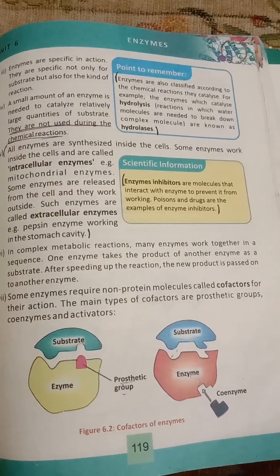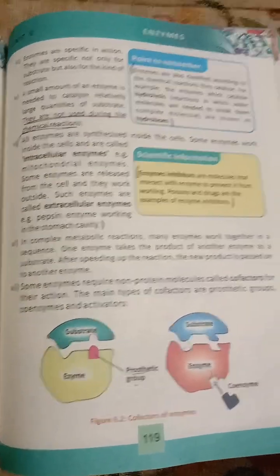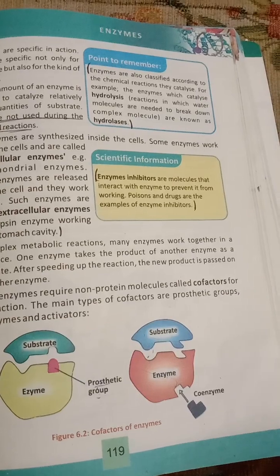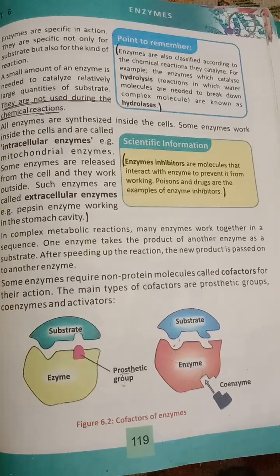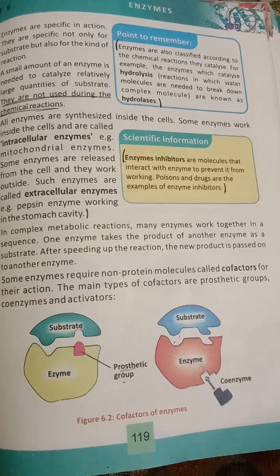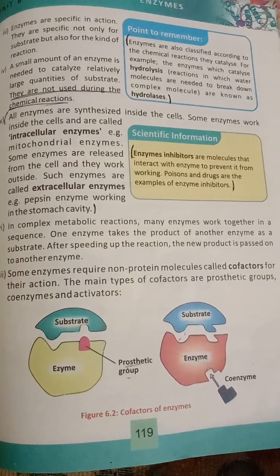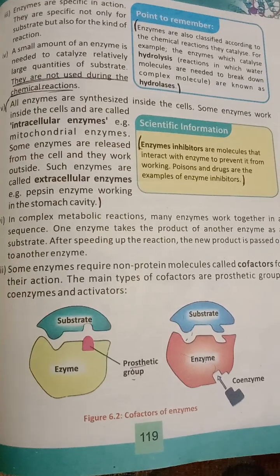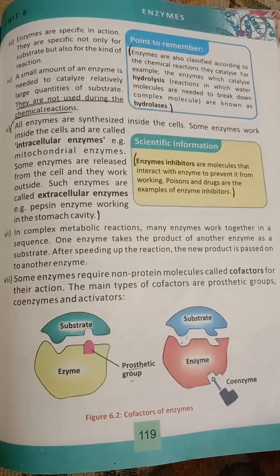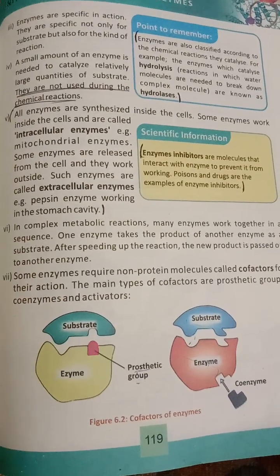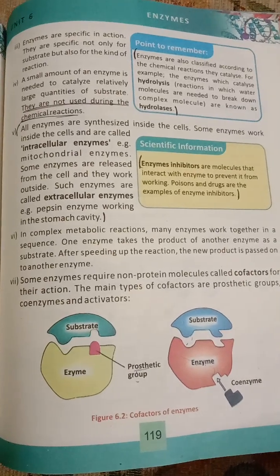So in these cases of complex metabolic reactions, many enzymes work in a coordinating system. They work in a sequence, one by one used in the reaction. For example, one enzyme changes the substrate. After that, it is passed to another enzyme, and that enzyme also works on the substrate. After that, it is passed to a third enzyme. So these enzymes work in sequence.